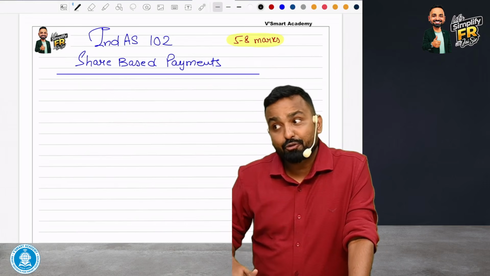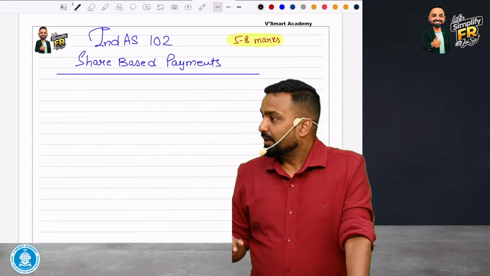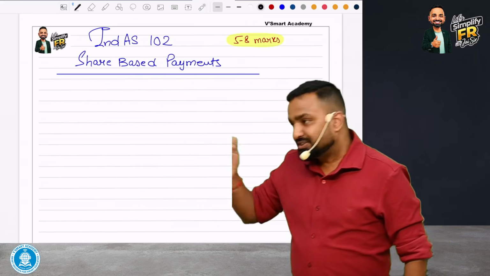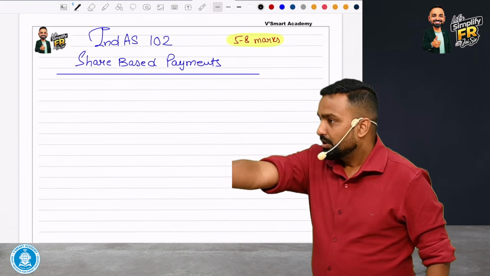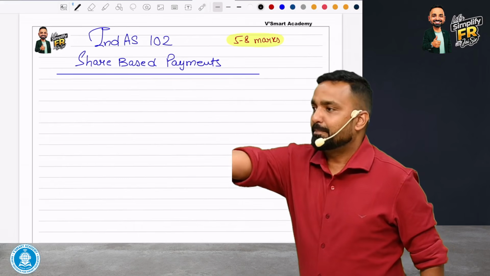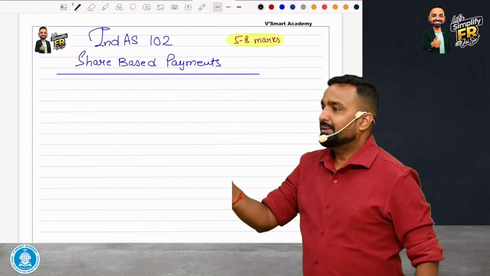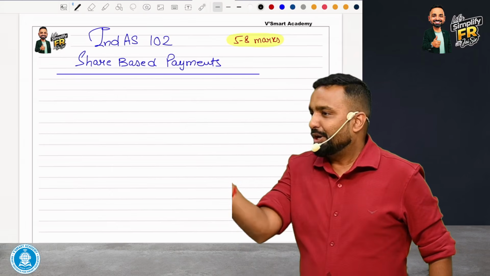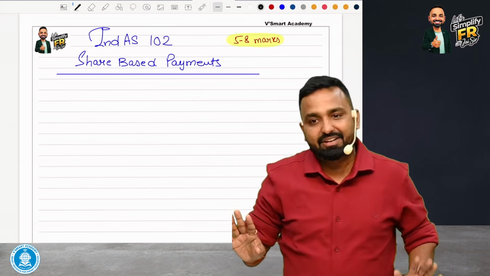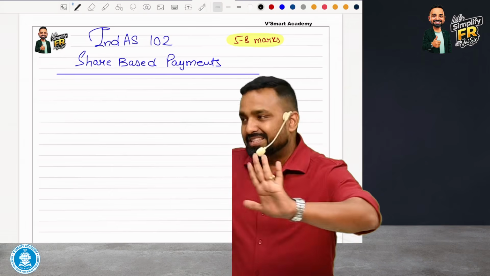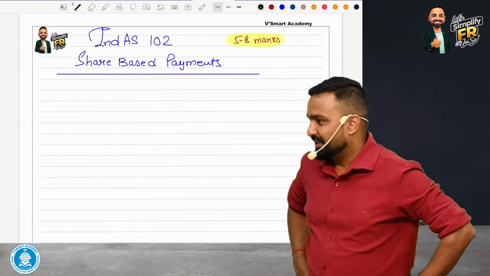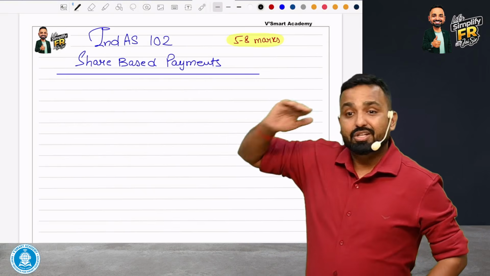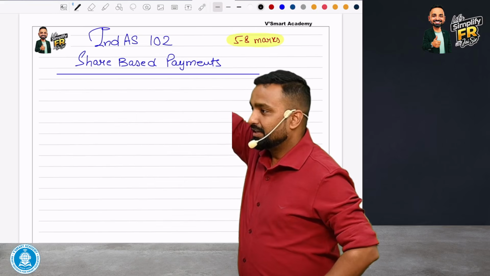Vesting condition could be performance condition. Performance targets. Like for the next 3 years, because you are a CEO or CFO of a company, the performance condition is usually given to higher level management. Normal employees won't get any performance condition. Normal employees need to fulfill only a service condition.